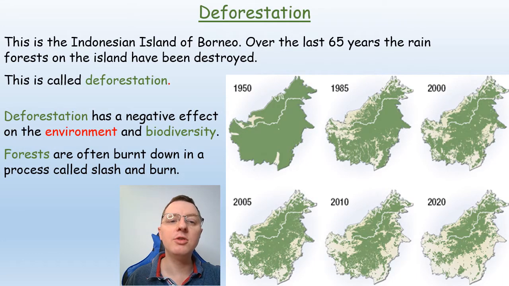Well, these images show you the Indonesian island of Borneo over the last 65 years or so, and show you the destruction of the rainforests on these islands. And this destruction is known as deforestation. And deforestation has a negative effect on the environment and on biodiversity. Forests, it's important to understand, are often burnt down in a process which is called slash and burn.